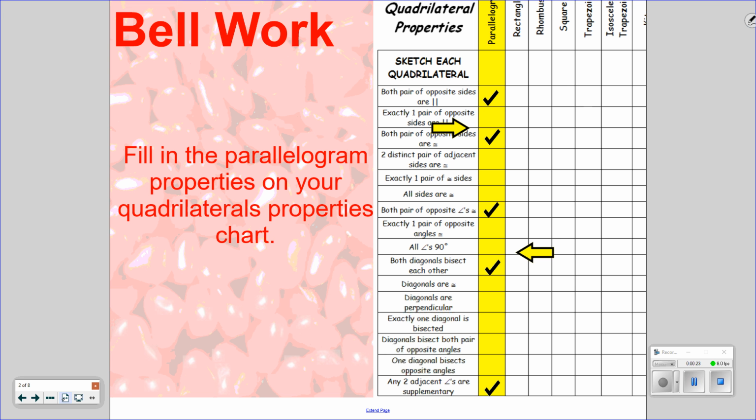So a rectangle and a rhombus and a square are all parallelograms. So you should have these properties checked off on your chart for all 4 of those parallelograms. Okay, and then we're going to just look at the additional ones for each type. So both pairs of opposite sides parallel, both pairs of opposite sides are congruent, both pairs of opposite angles are congruent, both the diagonals bisect each other, and any 2 adjacent angles are supplementary.